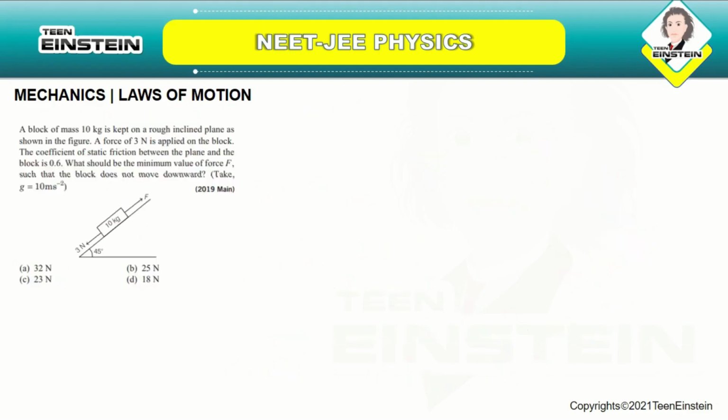Okay, let us now see the next question. A block of mass 10 kg is kept on a rough inclined plane as shown in the figure. A force of 3 Newton is applied on the block. The coefficient of static friction between the plane and the block is 0.6. What should be the minimum value of force F such that the block does not move downward? And here they are telling us to take g is equal to 10 meter per second square.